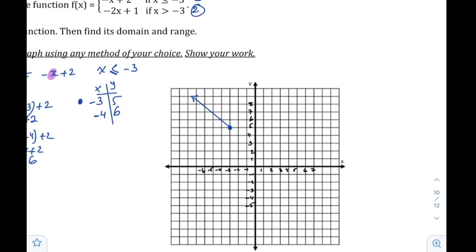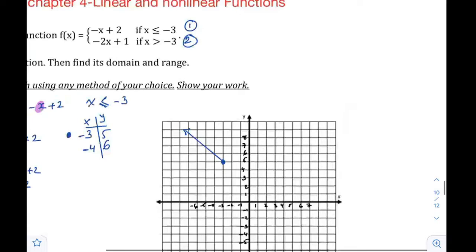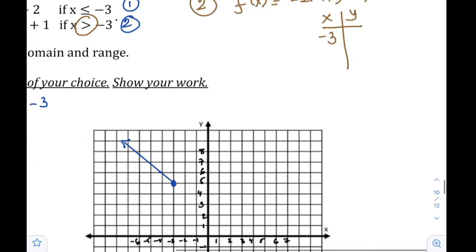I will use another color for piece number 2. So piece number 2 is f of x equals negative 2x plus 1, and this happens for x values more than minus 3. That means when you generate your table, you should start with minus 3, but you know that it is more than only, so you should include it as an open circle. And when you choose values more than minus 3, you can choose minus 2, minus 1, 0. All of them are above minus 3.